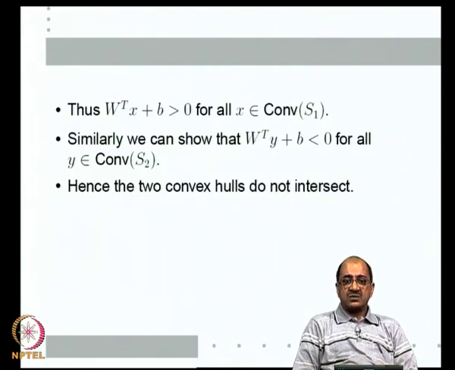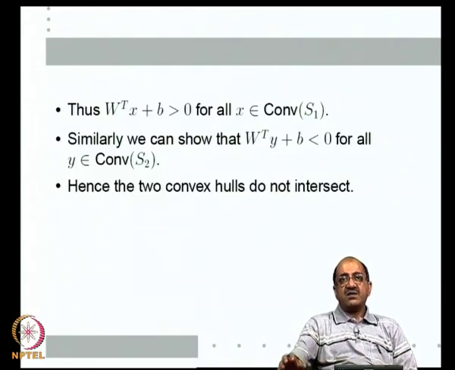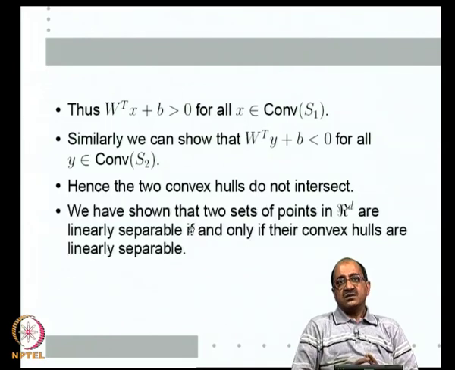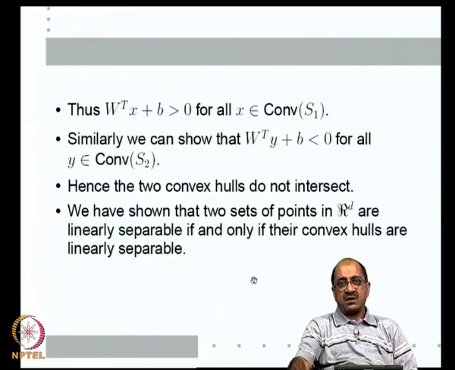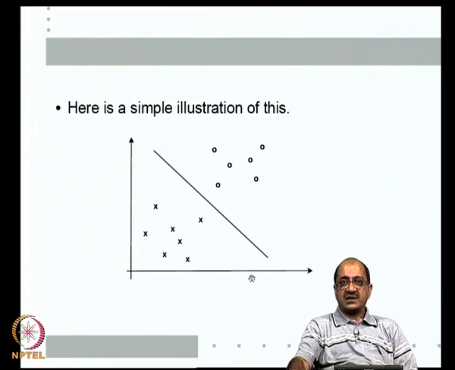This shows that the two convex hulls do not intersect, and we completed the proof. So, what have we shown? If the convex hulls do not intersect, then S1 and S2 are linearly separable. If S1 and S2 are linearly separable, then the convex hulls do not intersect. Thus, we have shown that two sets of points in R^d are linearly separable if and only if their convex hulls do not intersect.